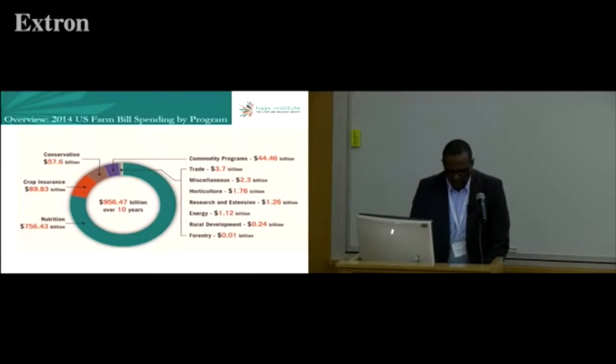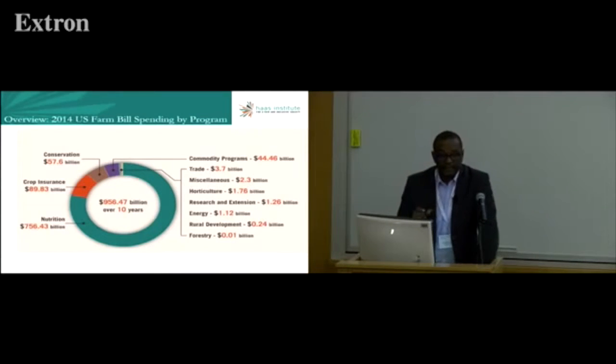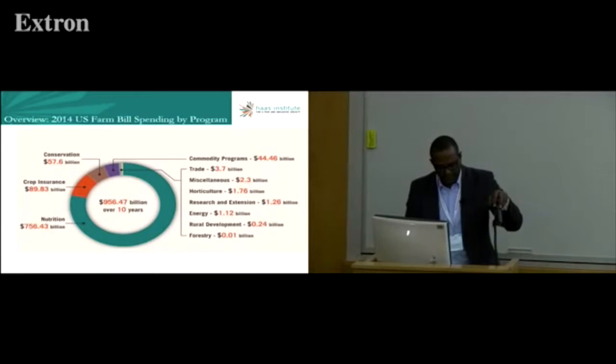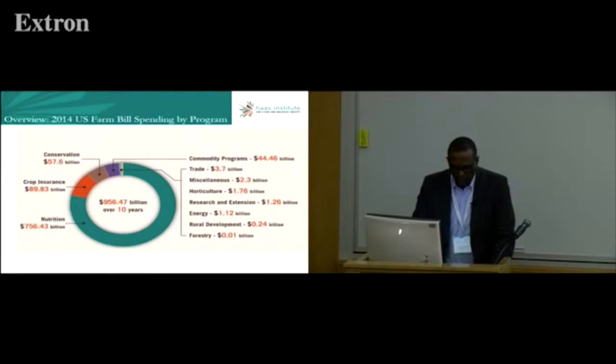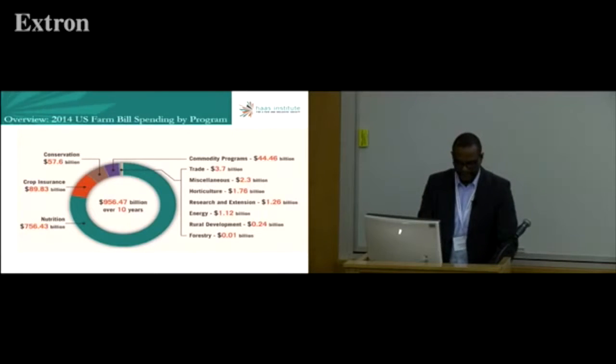But in terms of structure, the food and agricultural provisions and programs of the Farm Bill are divided into overarching categories called titles. Those titles are not static and can change between farm bills themselves. For example, during the reauthorization process, the 2008 bill had 15 titles, and the one just passed last year has 12.